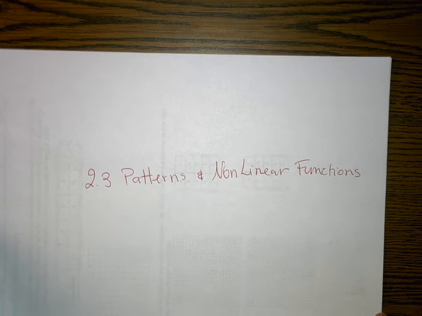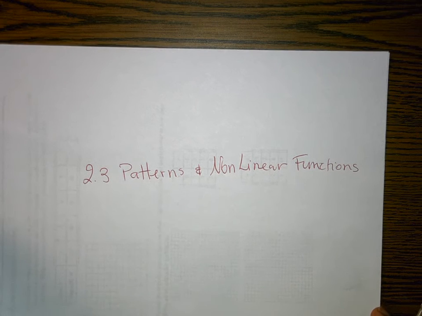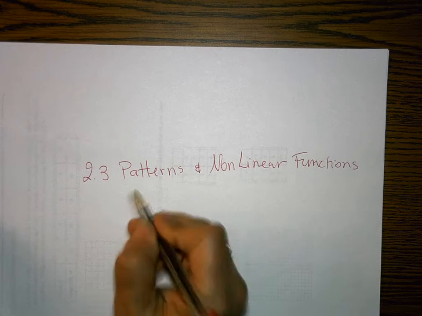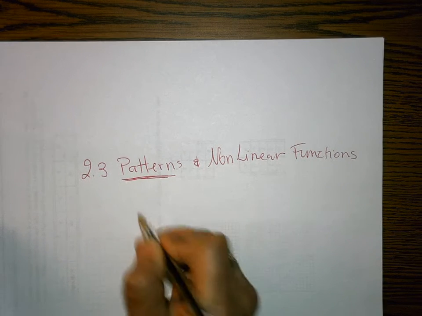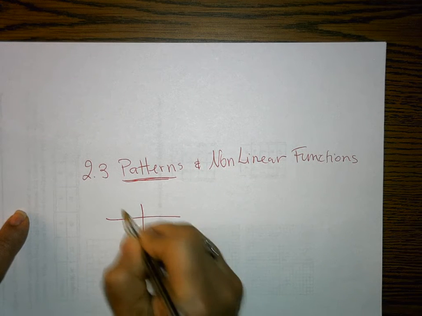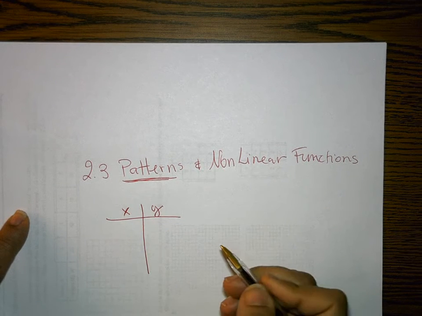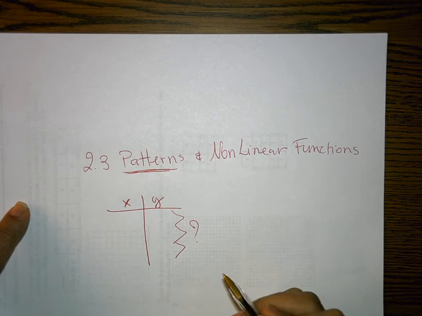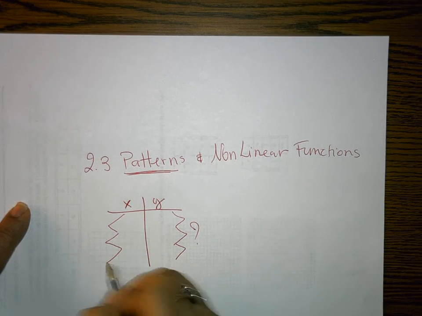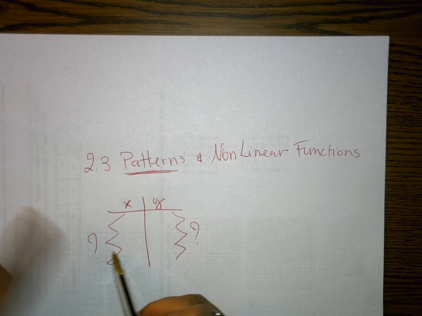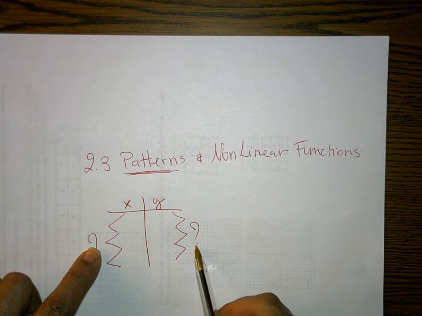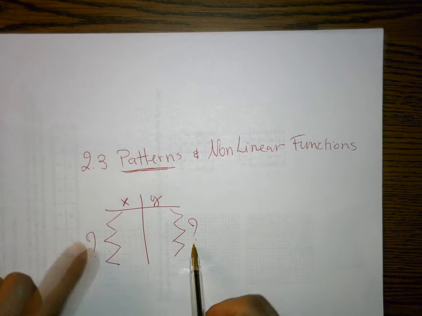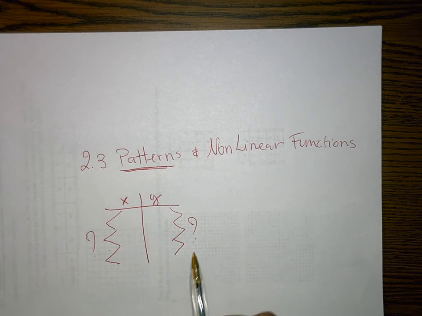All right, so here is 2.3 patterns and nonlinear functions. So again, we are looking for patterns. We always want to look at the pattern on the x value and on the y value. We always want to see what's happening on the x values and what is the pattern on the y value side. We always want to know both to make sure we can figure out if the pattern works every single time.